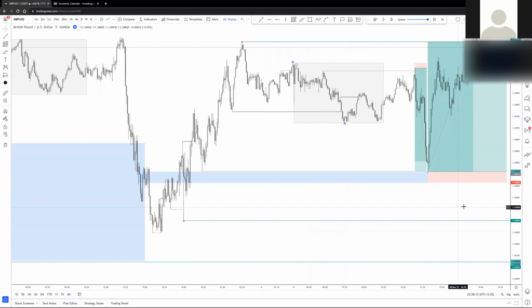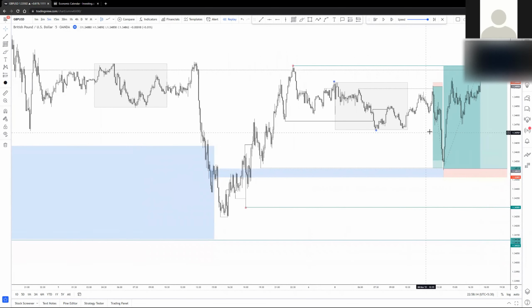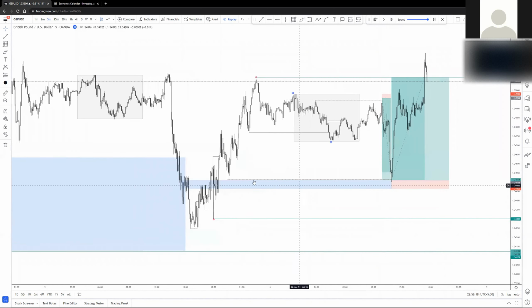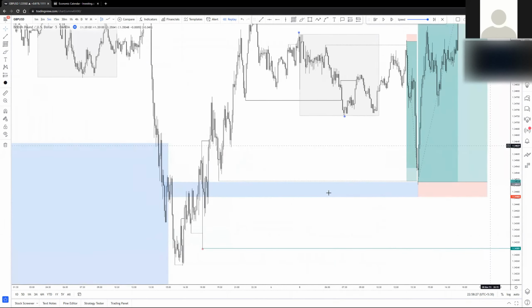So once again, it's the same answer that I'll give you. That's the reason why I tell you to stick to the high time frames. When the 4-hour order block is here and there is nothing below that, why would you still expect price to go lower? That's the thing.